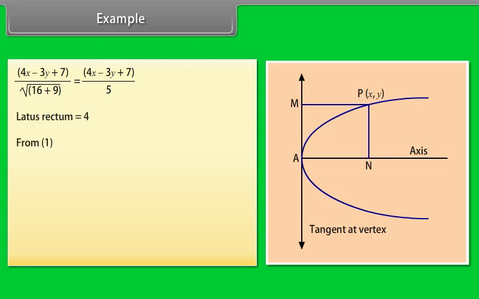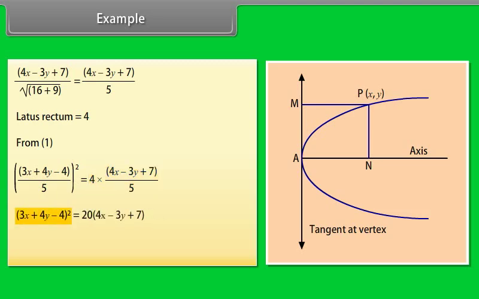From equation 1, ((3x + 4y − 4)/5)² = 4 × (4x − 3y + 7)/5. So (3x + 4y − 4)² = 20(4x − 3y + 7). This is the required equation of the parabola.